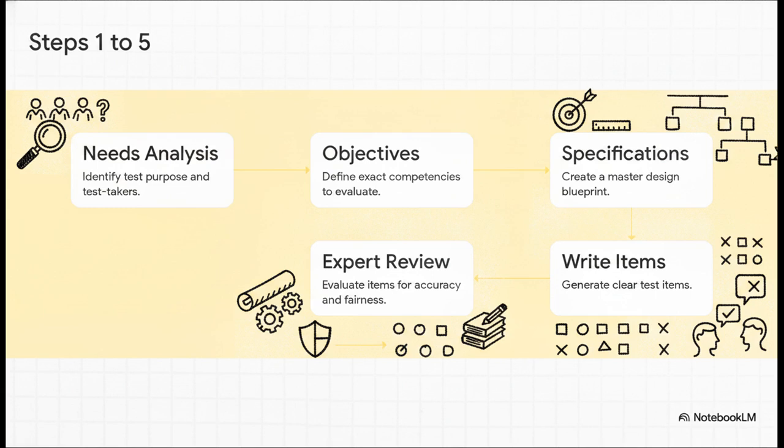And here's a wild fact from the sources. Item writers actually generate 20 to 50% more items than they need because they know a bunch of them will fail the upcoming checks, which naturally leads to stage 5, expert review and moderation. This is where subject matter experts ruthlessly evaluate the draft items. They strip out deceptive phrasing or cultural biases, effectively ensuring absolute measurement accuracy before the test is ever even taken.